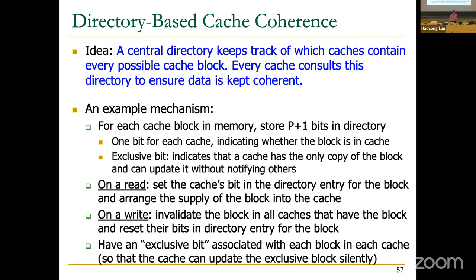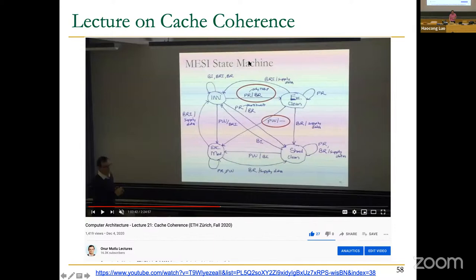Okay, make sense? So now you know the two basic coherence methods. It's important to know, I think, this much. If you want to know about optimizations, you'll have to take the future courses. And this is, for example, the state machine for each cache block that's implemented in Pentium Pro processor. It's called the MESI protocol.